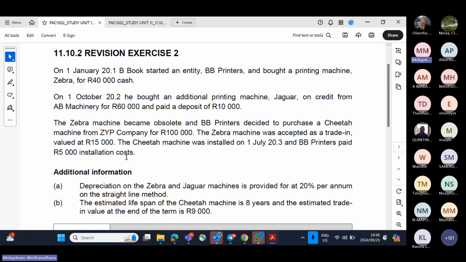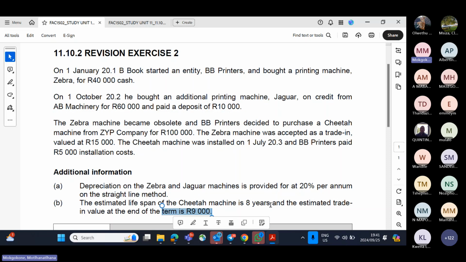And we said purchase price, it will be the cost price, the purchase price, which is 100,000 plus the installation cost of 5,000. It will give them 105,000. Divide by 8 years, because this 105,000 is the cost. Then you less your trade-in value, which is residual value of 9,000. Then if you say 105 minus 9,000, it will give you 96,000.